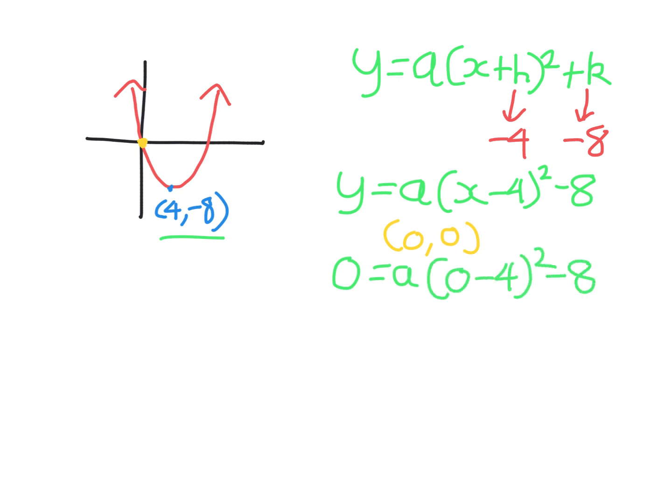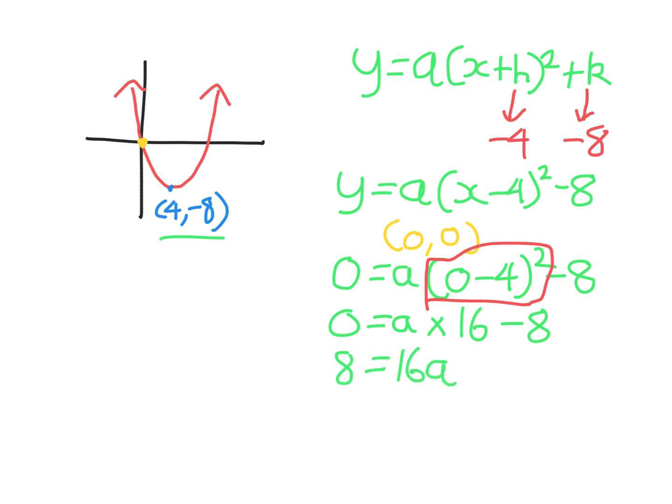So people sometimes get tripped up here. We've got to follow order of operations. We've got to do this first. So I'm going to leave the 0 and the a. 0 minus 4 is negative 4. Negative 4 squared is positive. I get 0 equals 16a minus 8. So I add 8 to both sides, just like a normal linear equation, and now I need to divide each side by 16. I get a is 0.5. So the required equation is y equals 0.5(x minus 4) squared minus 8.